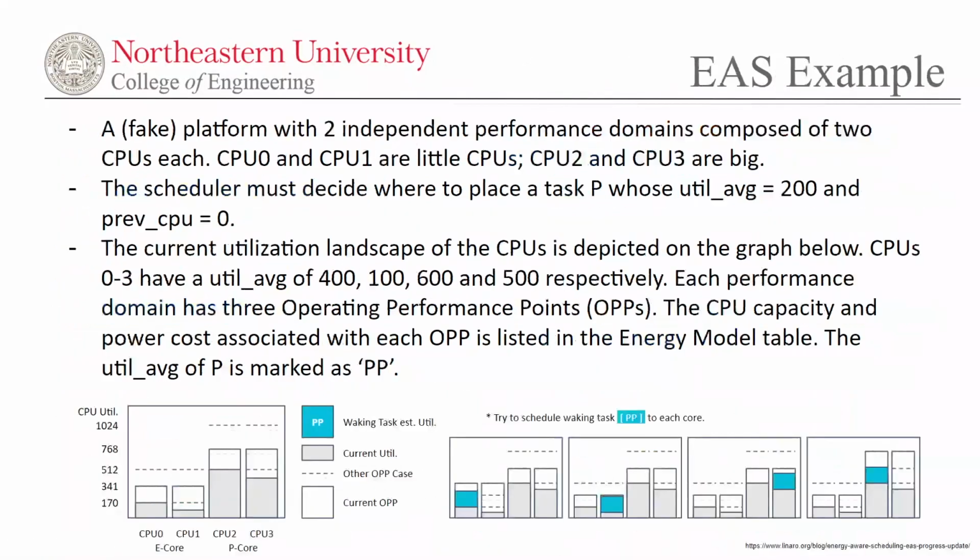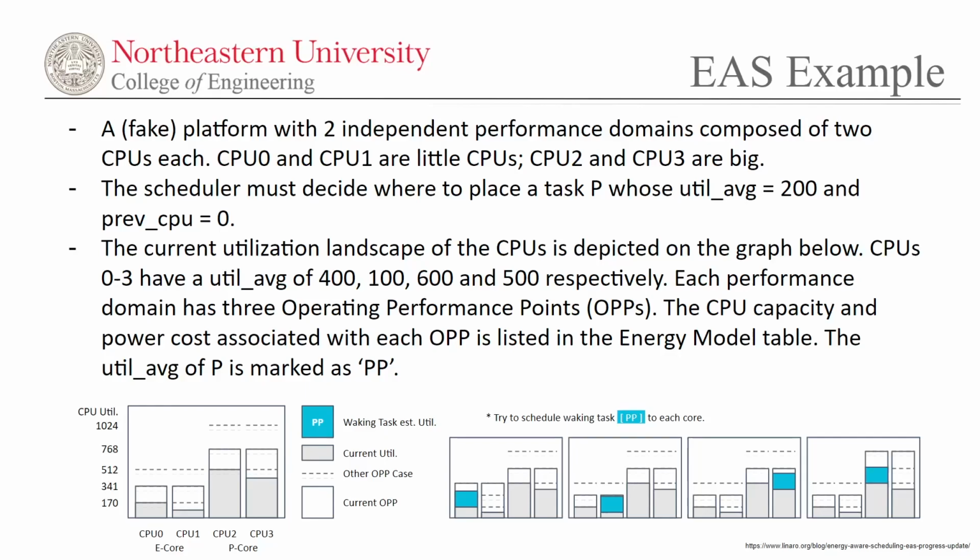So here's the EAS example. We assume there's a fake platform with two independent performance domains composed of two CPUs each. CPU 0 and CPU 1 are little core CPUs. CPU 2 and 3 are big cores. The scheduler must decide where to place a task P whose utilization average is about 200, and the previous CPU is 0. The current utilization landscape of the CPUs is depicted on the graph below.